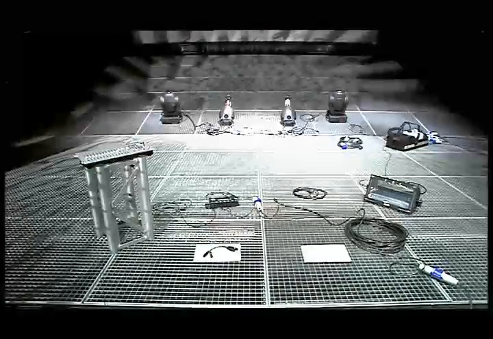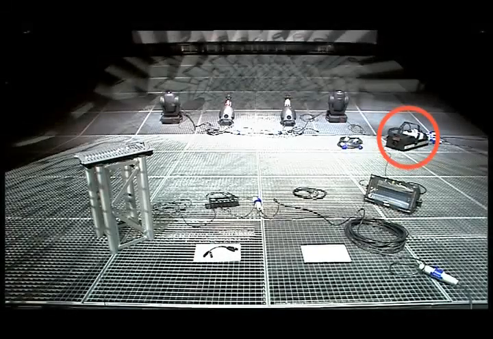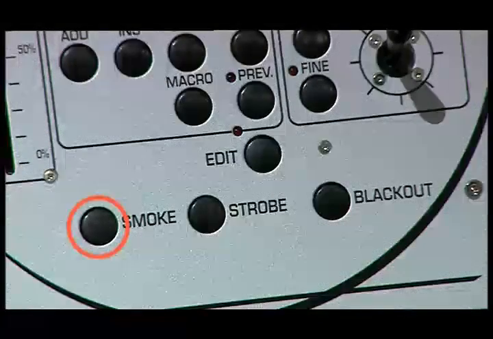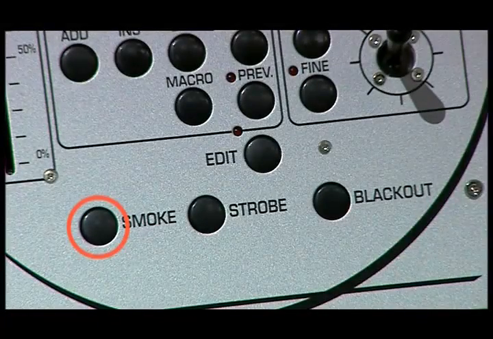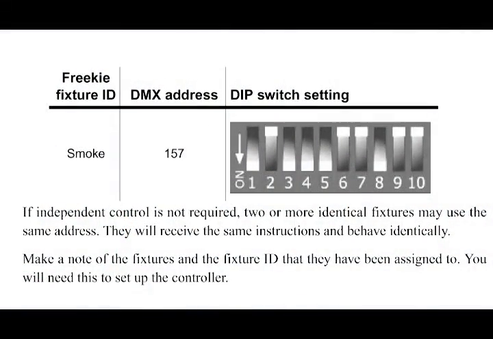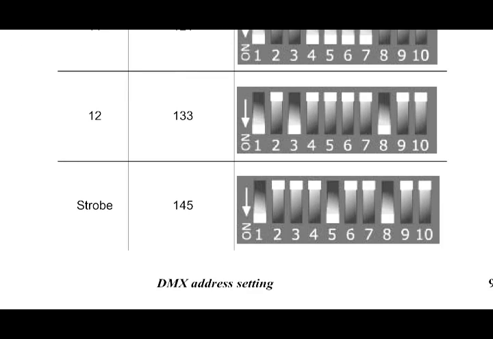We don't have more than 4 fixtures in our setup, but we do have a smoke machine and a strobe light. To make sure that when you press the smoke button you actually produce smoke, the smoke machine should be given a DMX address of 157. And the strobe should always be assigned an address of 145.